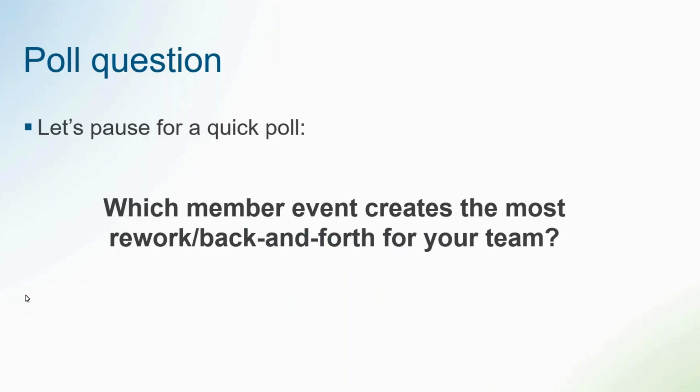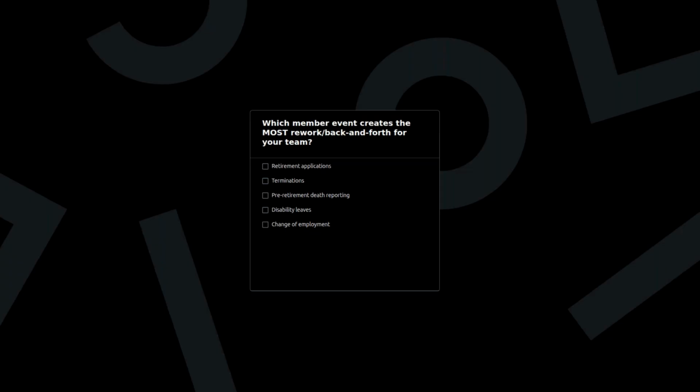Again, you'll see the response options come up on the screen, and we'd like to know which member event creates the most rework for you or back and forth for your team. And our options will show in a second, and they are retirement applications, terminations, pre-retirement death reporting, disability leaves, or changes of employment.